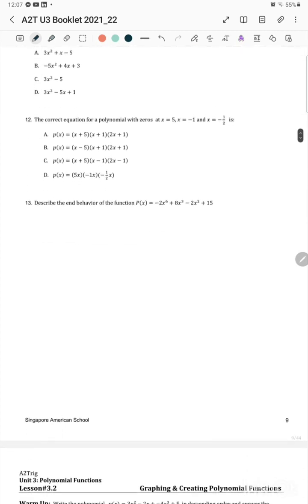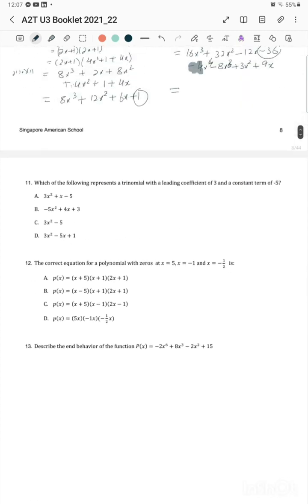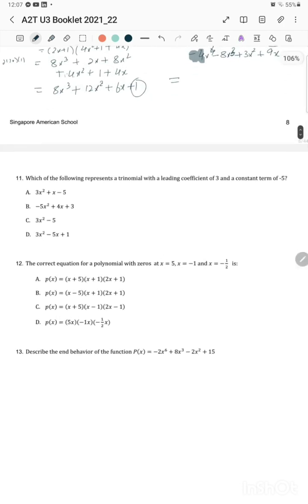Which of the following represents a trinomial with a leading coefficient of 3 and constant term of -5? Tri means 3 nomials: 1, 2, 3. This one is cancelled. So leading coefficient of 3, constant term of -5. So A is the right option.